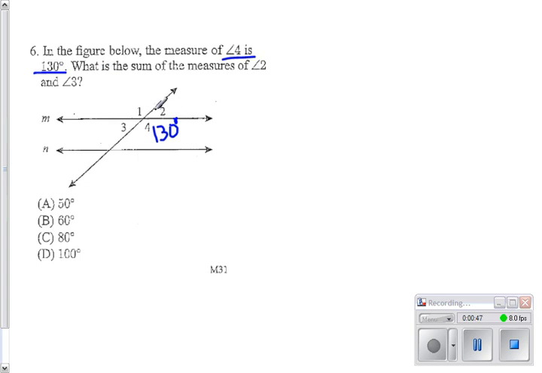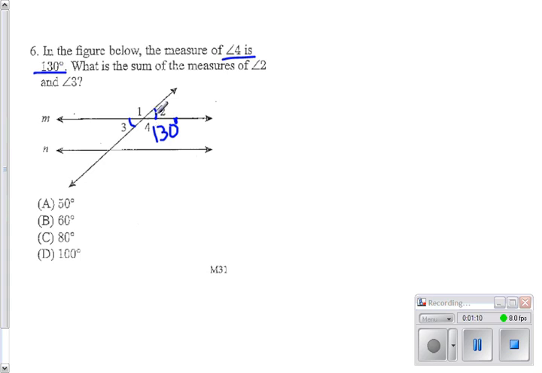Okay, we need this angle here. We've got to find out 2 and we've got to find out 3. Now, we should know from our line properties that 2 and 4 form a straight line, so they're 180 degrees. And 2 and 3 are vertical angles, which means they sit right across from each other, so they're congruent or equal to each other.